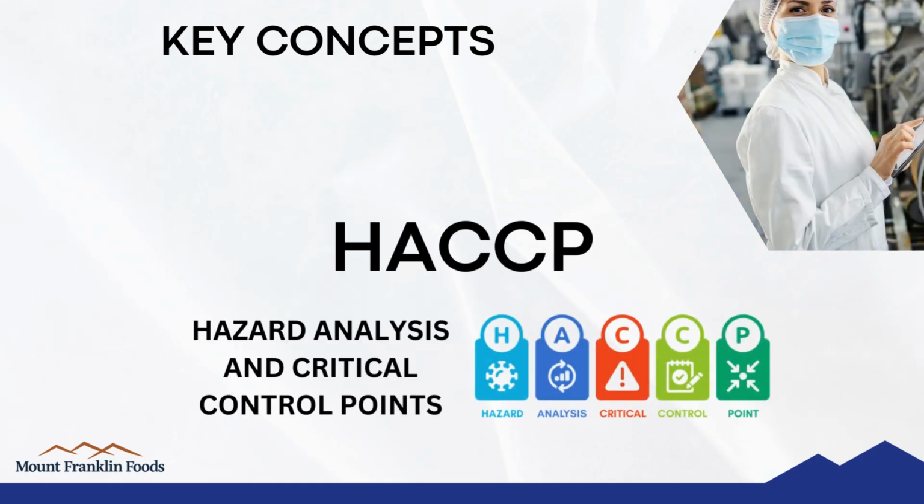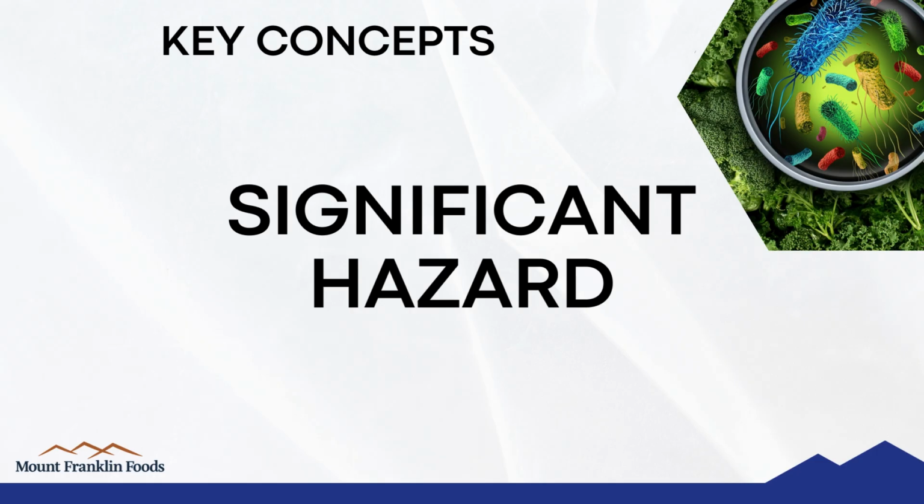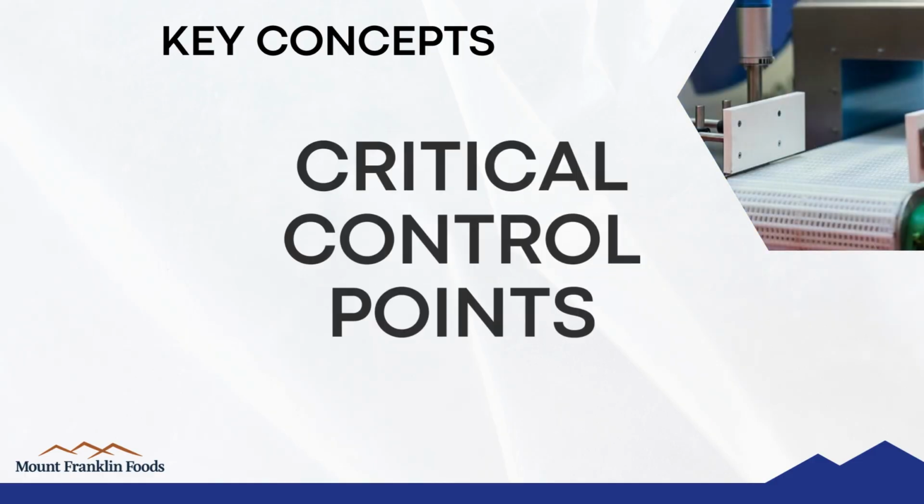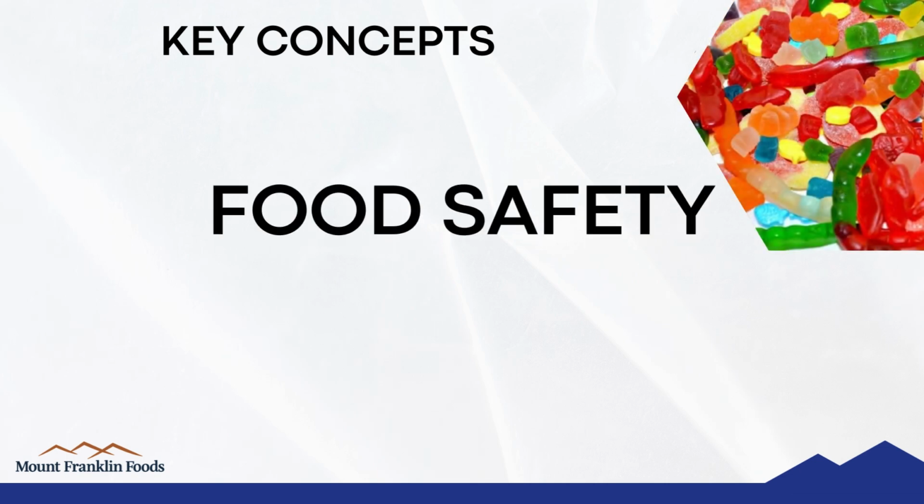Second, HACCP. HACCP is a tool for assessing risks and establishing systems that focus on control measures for significant hazards throughout the process. Third, a significant hazard is something that affects the quality of the product if there is no established control. Fourth, critical control point, or CCP. A CCP is the stage in the process at which one or more control measures are applied to prevent a hazard. And finally, food safety.